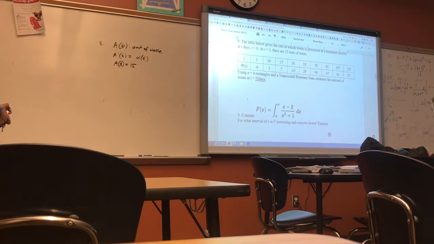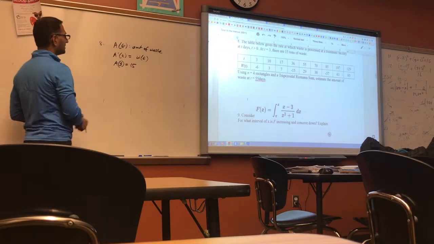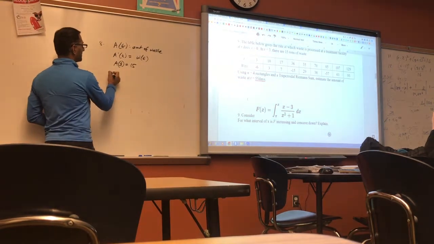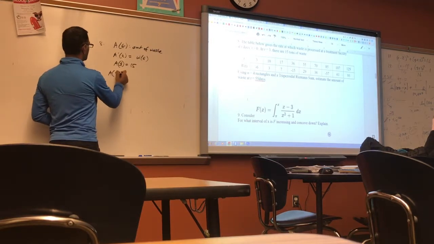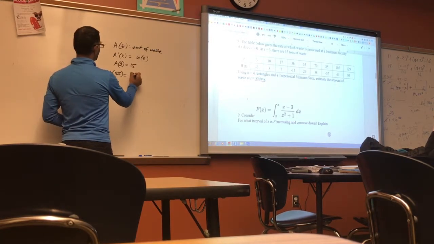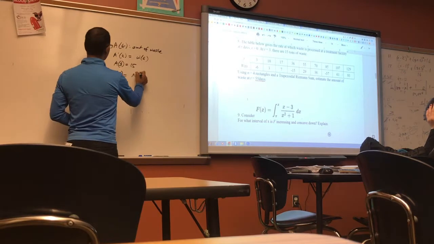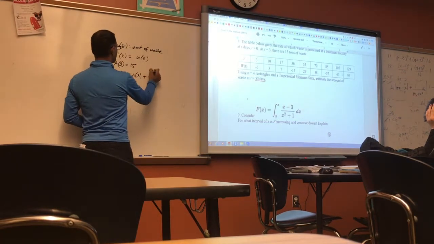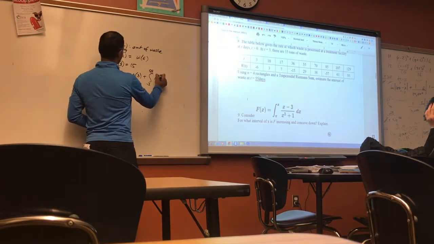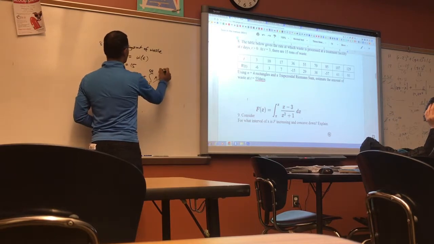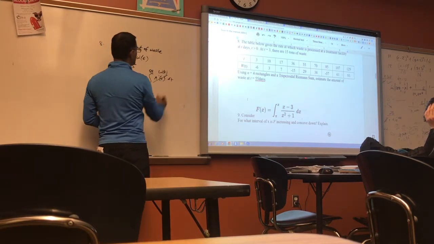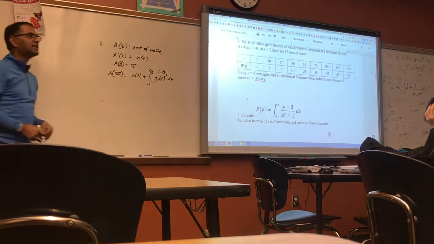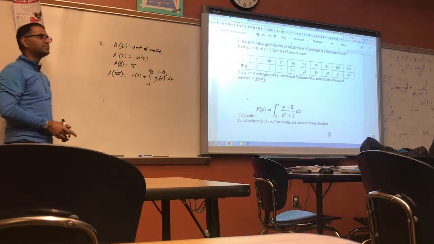Using n equals 4 rectangles and a trapezoidal Riemann sum, estimate the amount of waste at 55. So what are they asking for? A of 55 equals A of 3 plus the integral from 3 to 55 of A prime, which is W of t, dt. Please, I'm begging you, set it up correctly. Don't just do the Riemann sum. It's very tempting to do so.